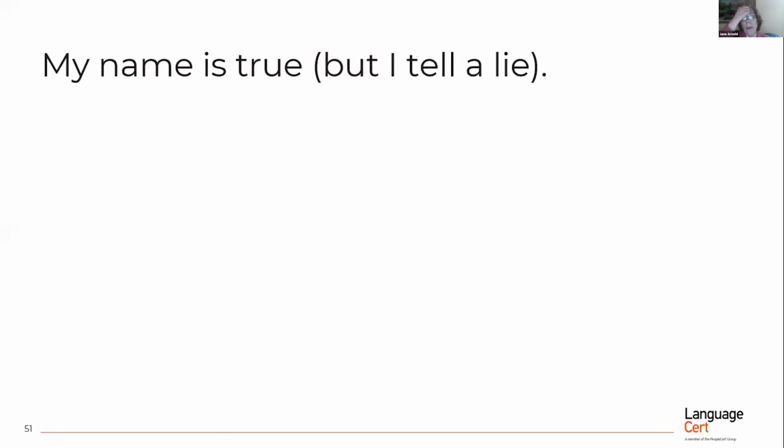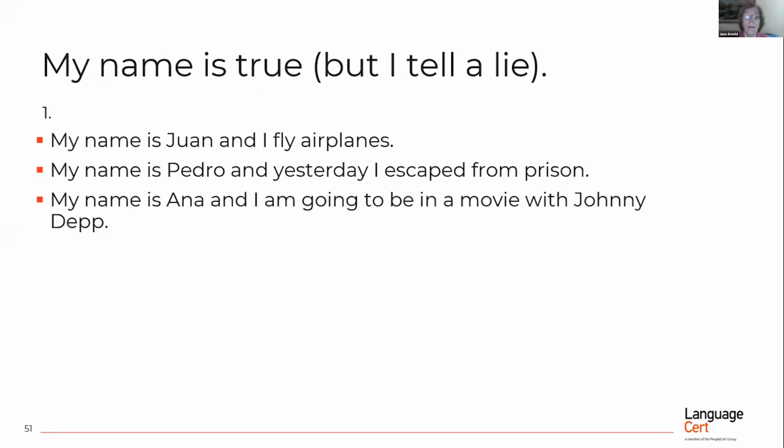Okay, so an activity I like to do to help us learn the students' names at the beginning, I have them sit in a circle and they're going to do this. They're going to say their name three times. First time, my name is true, but I tell a lie. So Juan, Pedro, and Ana would say their names, which are true, but they're telling a lie, something they've invented.